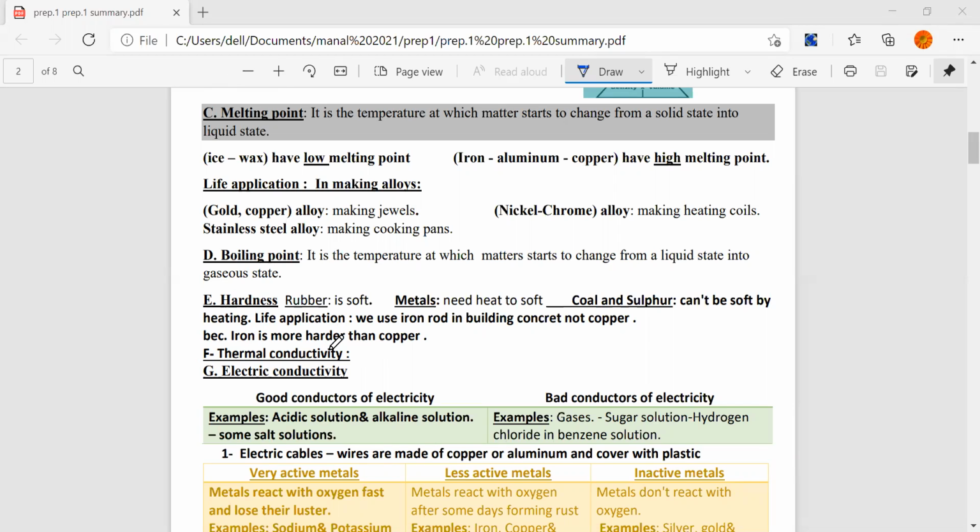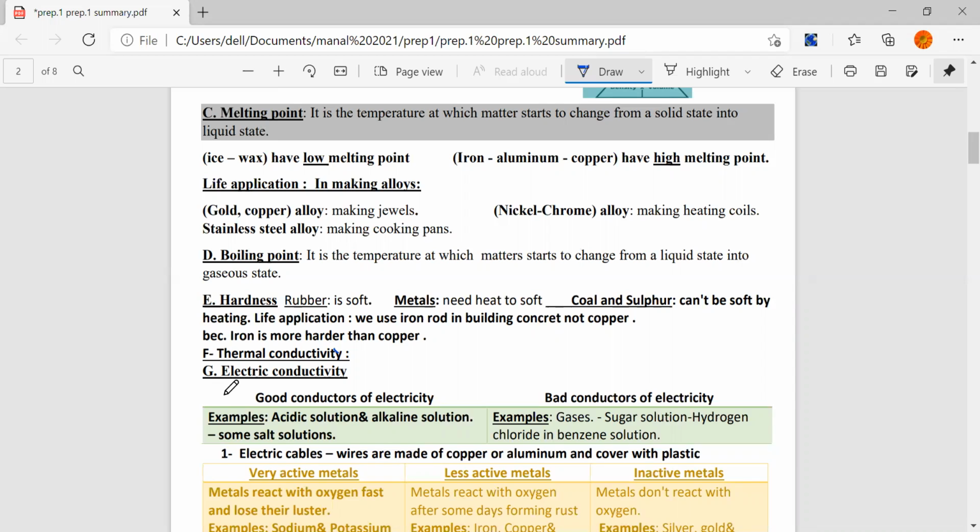Thermal conductivity. As we note, copper and metals are good conductors of heat, which means they allow heat to pass through them, or bad conductors of heat, which means they don't allow heat to flow through them.